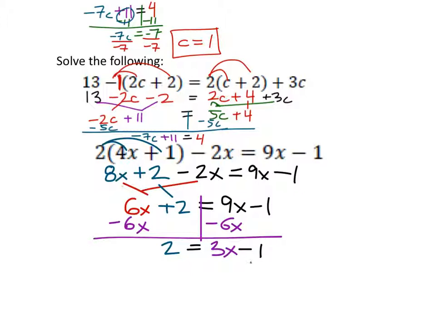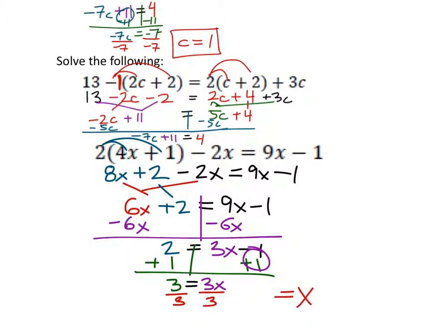But let's get rid of that minus 1 by adding 1 to both sides of the equation. So that gives us 3. 2 plus 1 is 3. Equals the 3x's, and those zeroed out. The final step is to divide both sides of the equation by 3, and we get x equals 1.